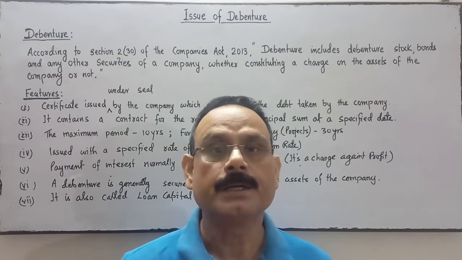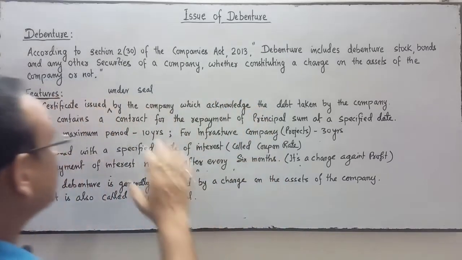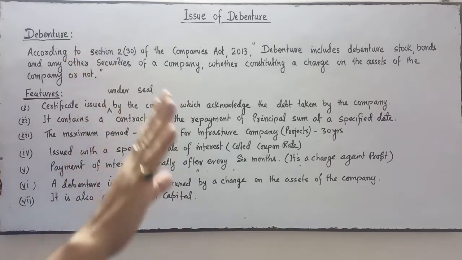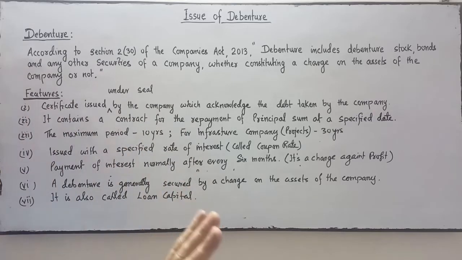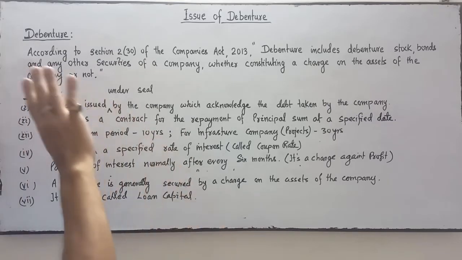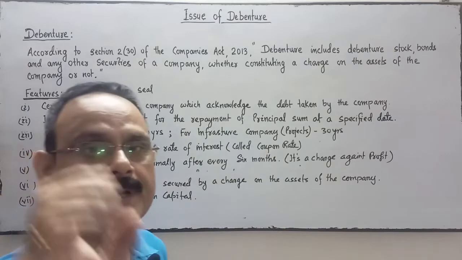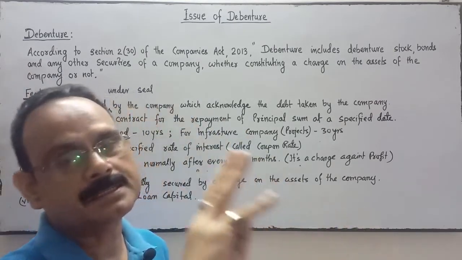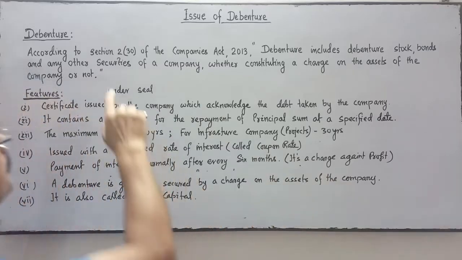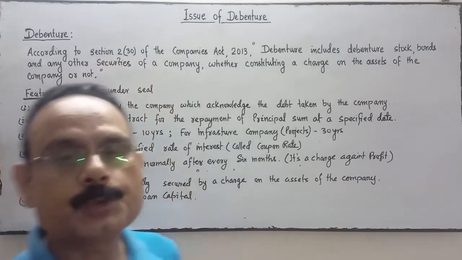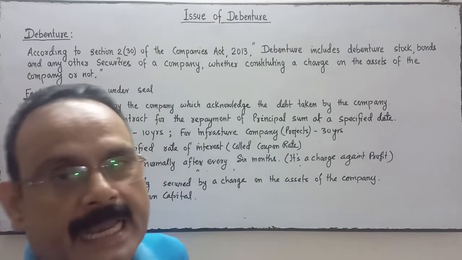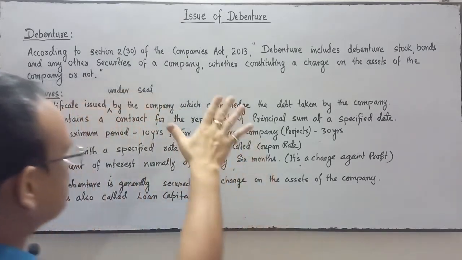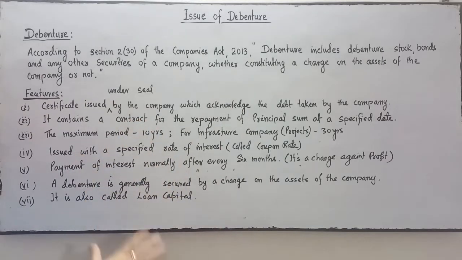So it's a debenture. The definition of debenture according to Section 2, sub-section 30 of the Companies Act, 2013: a debenture includes debenture stock, bonds, and any other securities of the company, whether constituting a charge on the company assets or not. So these features are clear.